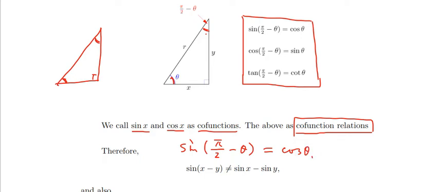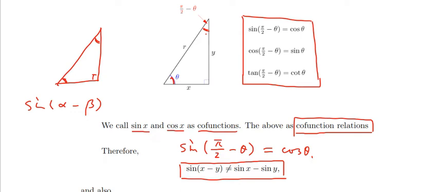This means sine of x minus y is not equal to sine x minus sine y. So don't make this mistake. Sine of one angle minus another angle does not equal just sine minus sine. So don't make this mistake.